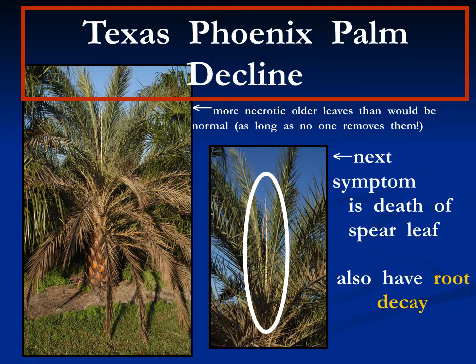Now, the problem with trying to diagnose Texas phoenix palm decline: phoenix palms have a lot of leaves that can hide the spear leaf and make it difficult to see if it's alive or dead. So it is a tricky one to diagnose just via photographs, especially if they're not taken at the right angle. Or worse yet, people like to have the sun coming right into the camera lens so the lens closes down and is all nice and dark. Thanks, people.